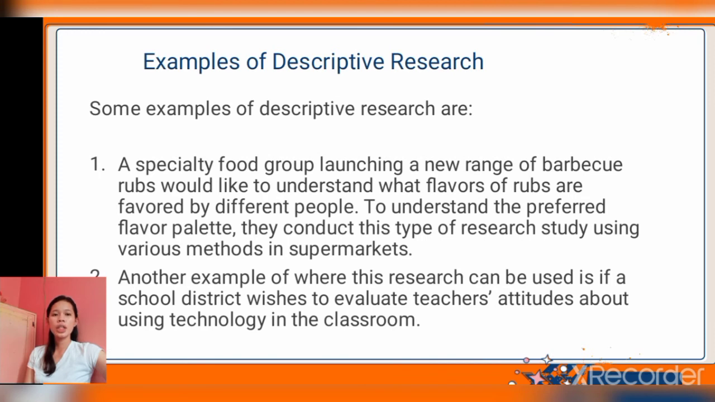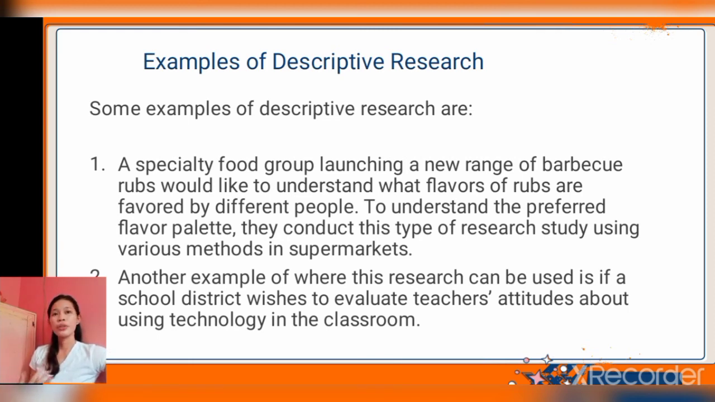So first, a specialty food group launching a new range of barbecue rubs would like to understand what flavors of rubs are favored by different people. To understand the preferred flavor profiling, they conduct this type of research study using various methods in supermarkets. So it is a descriptive research. Another example of where this research can be used is if a school district wishes to evaluate teachers' attitudes about using technology in the classroom. So those are some of the examples of descriptive research.